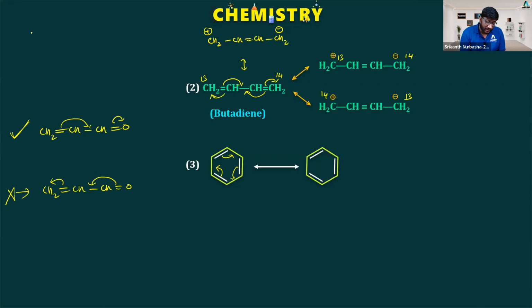If I write my compound in this fashion, CH2 double bond CH, CH2, CH double bond O, oxygen is more electronegative. Can I move these pi electrons now?